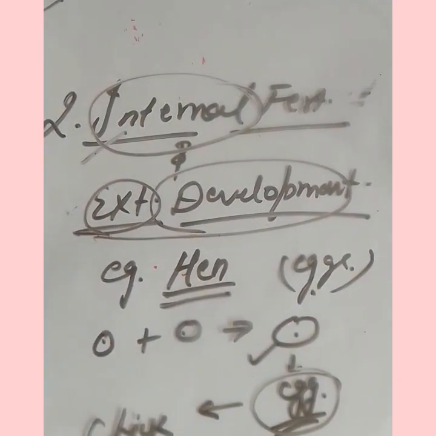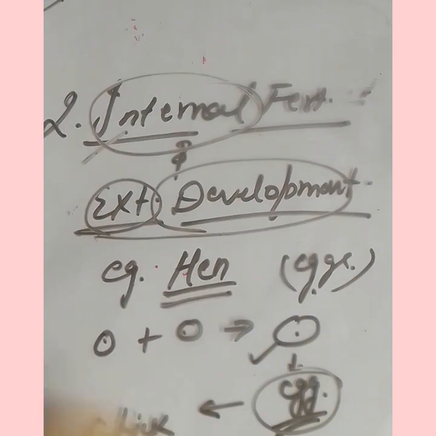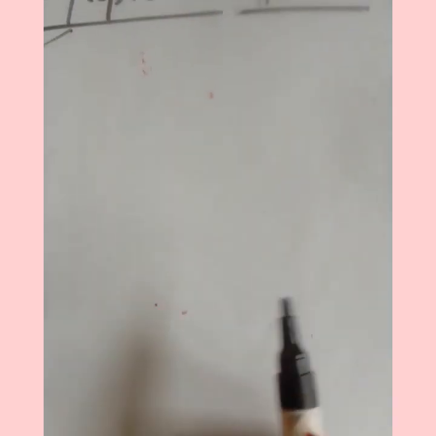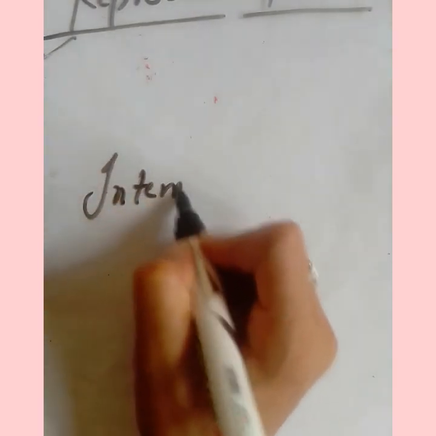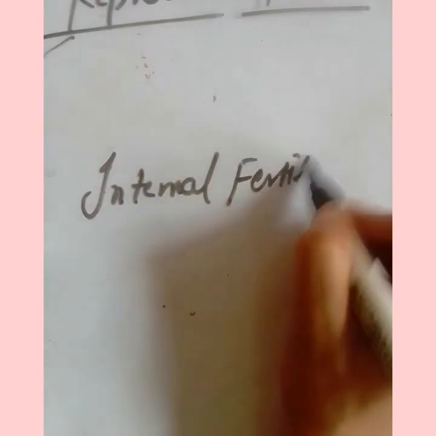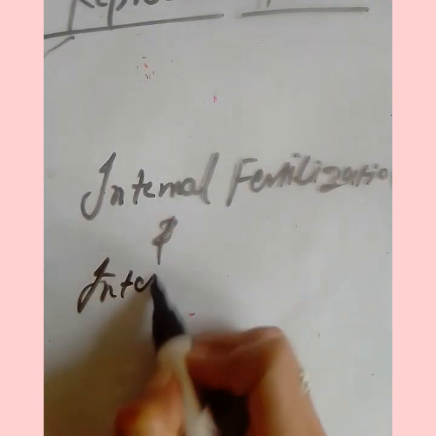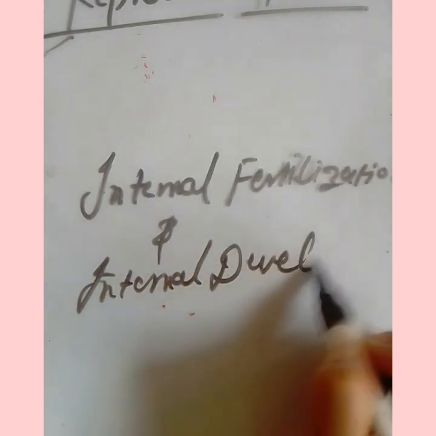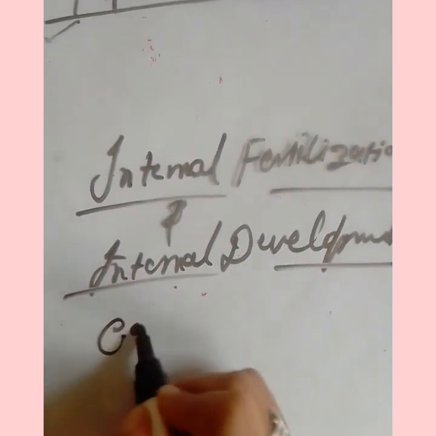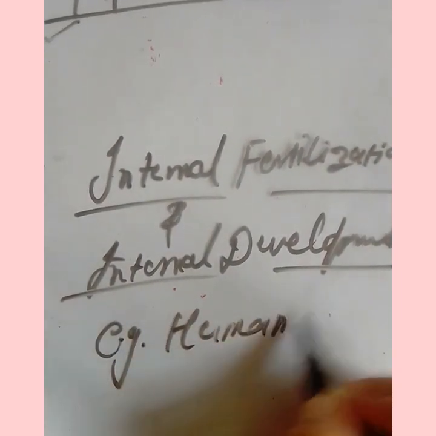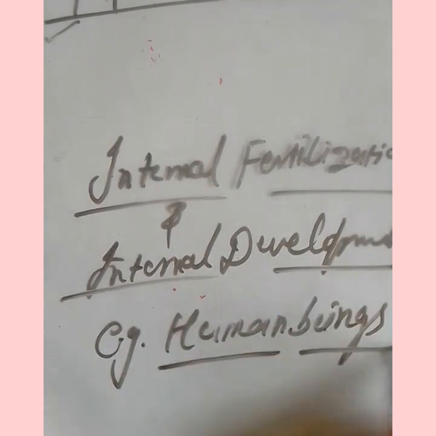First of all you should keep in mind the examples, because you are familiar with frogs, hens and all. So remember the examples, then try to understand the meanings of external and internal. Then last comes the third one, that is internal fertilization as well as internal development. This type we have commonly seen. The example here is human beings.